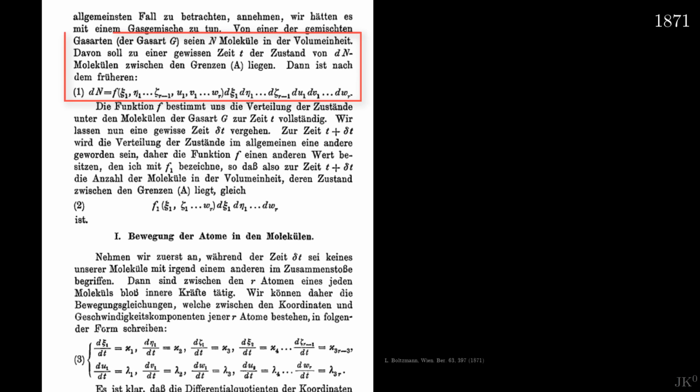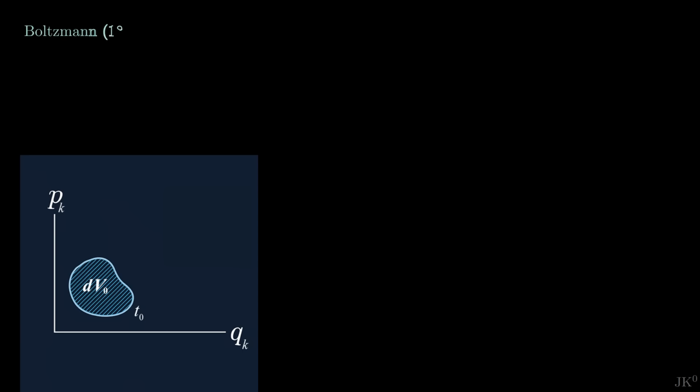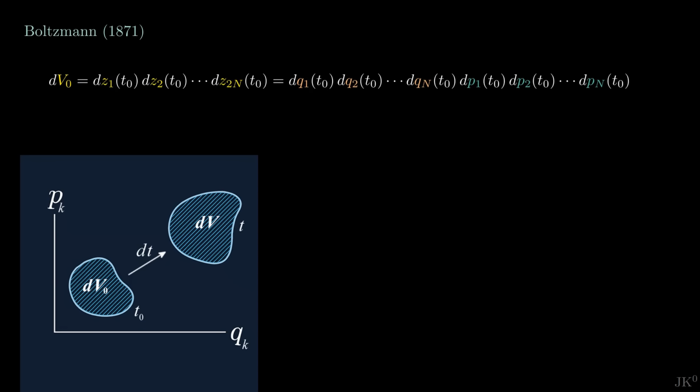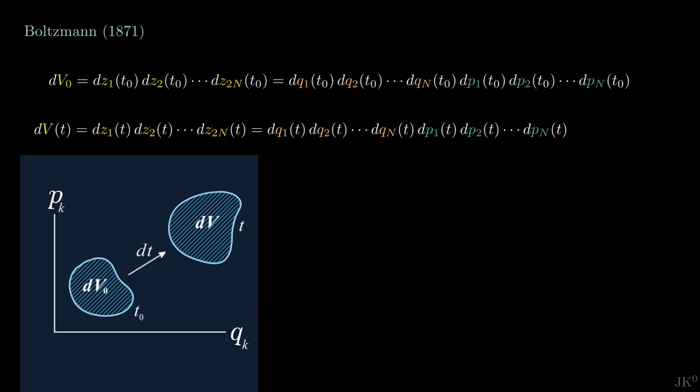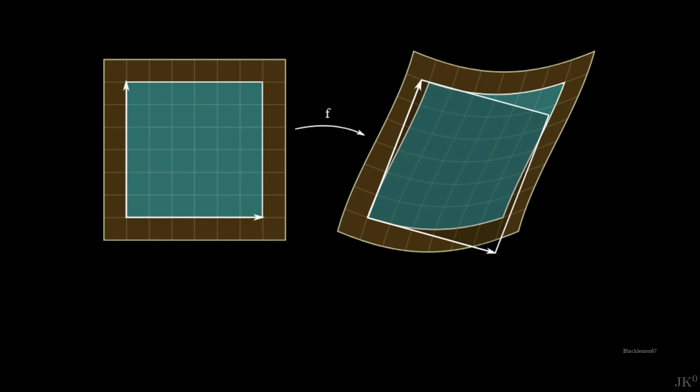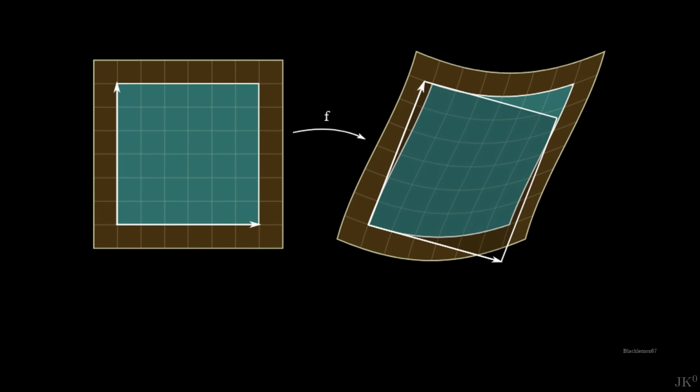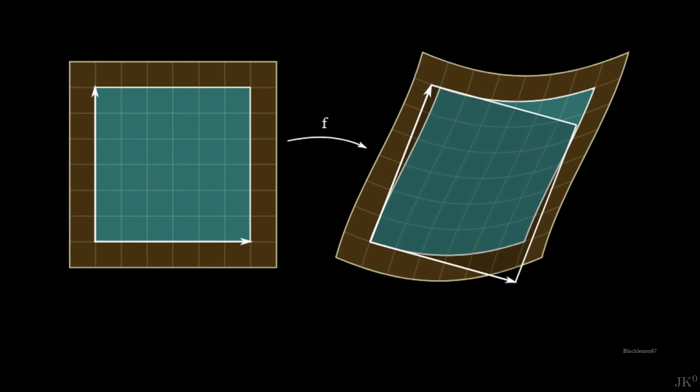Boltzmann described a collection of molecules by their corresponding volume in phase space. An element of volume at time t0 is given by this expression. After an infinitesimal amount of time dt, this volume is given by this. Relating these two volumes as a coordinate transformation, we get this relation, where J is the so-called Jacobian of the transformation. In case you are not familiar with this important concept, in general, when we transform coordinates, we need a way to account for distortions produced by this transformation.